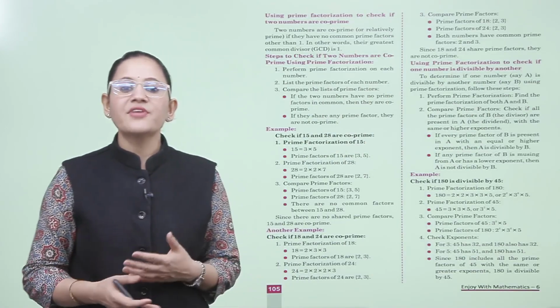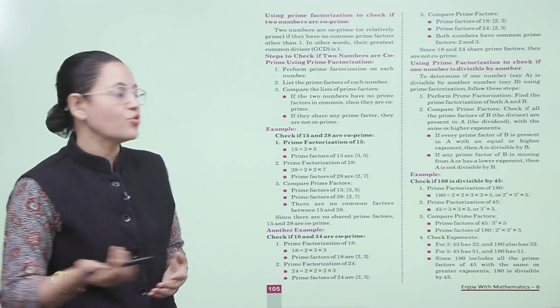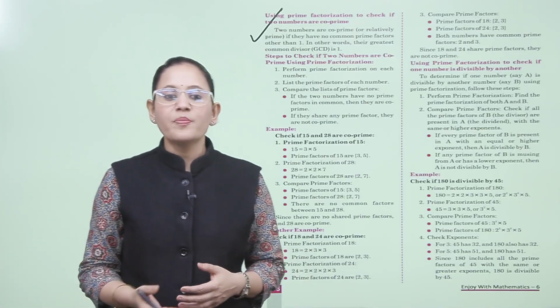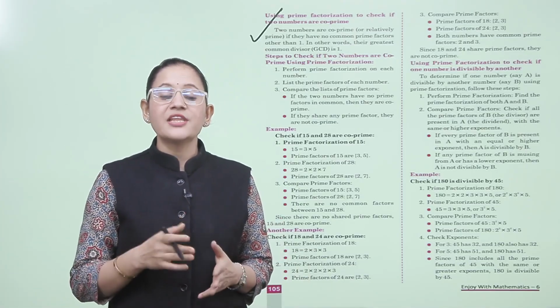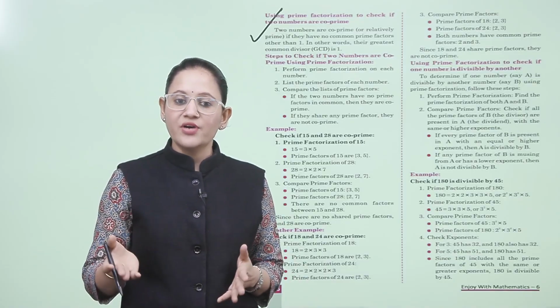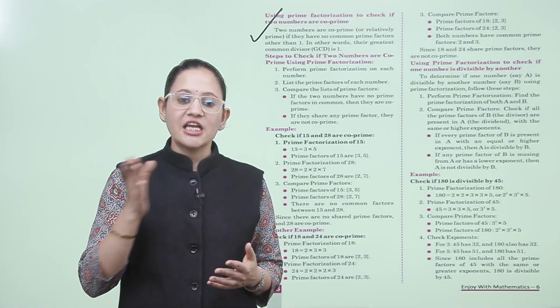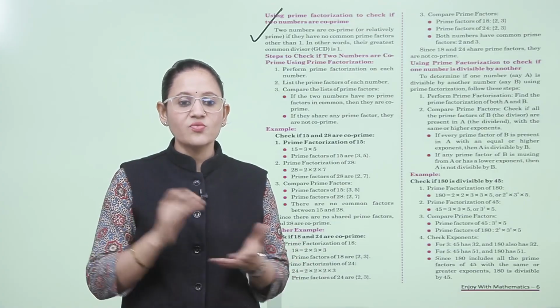Next, using prime factorization to check if two numbers are co-prime. Two numbers are co-prime or relatively prime if they have no common factor other than 1. In other words, the greatest common factor or GCD, greatest common divisor, is 1.